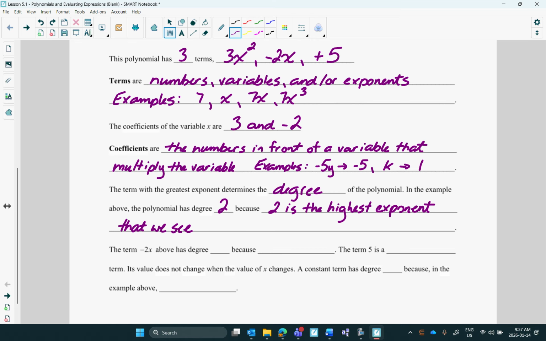So if I gave you a polynomial like 7y to the 5th plus 3y to the third minus 10, the degree would be 5. You just look for the highest exponent.